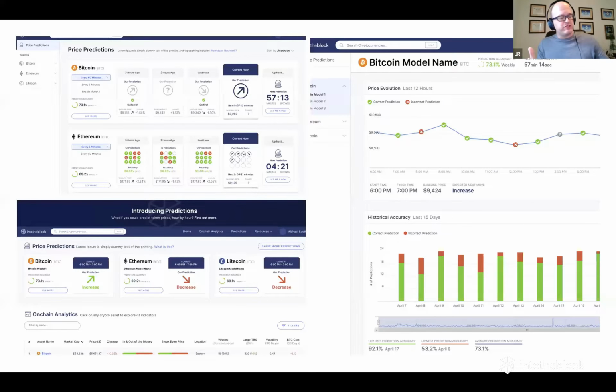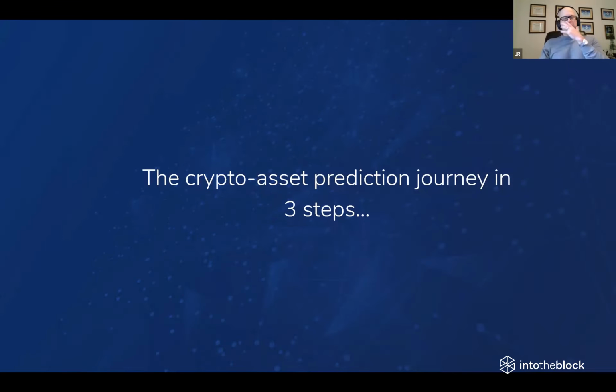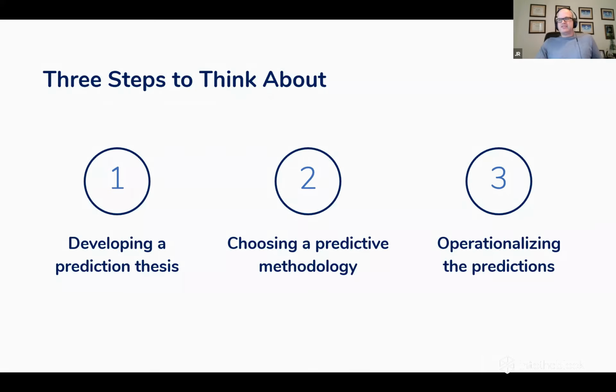So we're trying to solve this problem for both institutional investors and retail investors, and apply it ourselves. But as you can see, we tried many things, and only a handful of those work. So when we think about that journey, if you're serious about working on predictive models for crypto assets, the journey itself can be summarized in 3 simple steps.